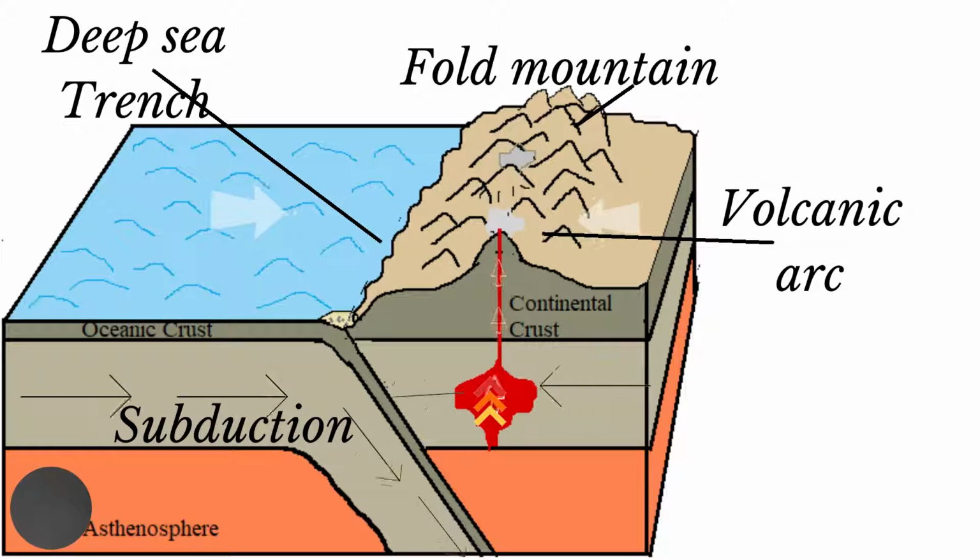it will melt because of the higher temperature and also because it would have carried down some amount of water that will increase the amount of melting. The magma that results from this will be lighter than the surrounding rocks and therefore will rise to the surface to form a series of volcanoes. This series of volcanoes is called a volcanic arc.